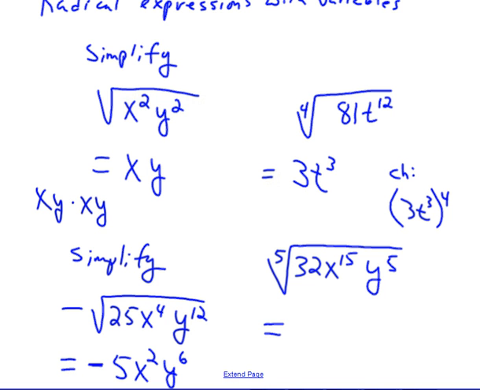Okay? All right, last problem. We got 2 word problems to look at. But first, the 5th root of 32, x to the 15th, y to the 5th. It's the 5th root of 32. We agree? So the 5th root of 32 is 2. The 5th root of x to the 15th is x cubed. The 5th root of y to the 5th? Y. Okay? Does everybody know why?